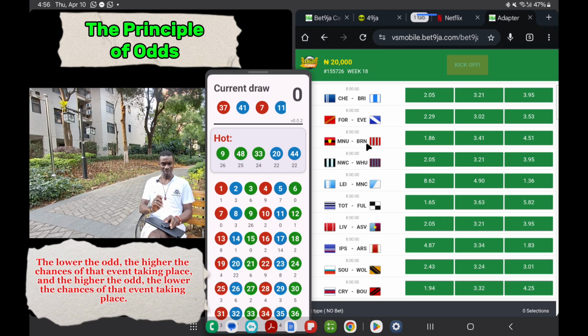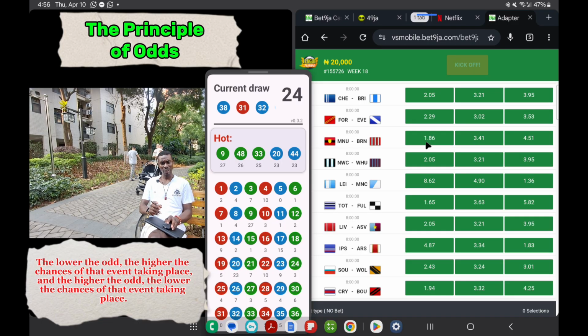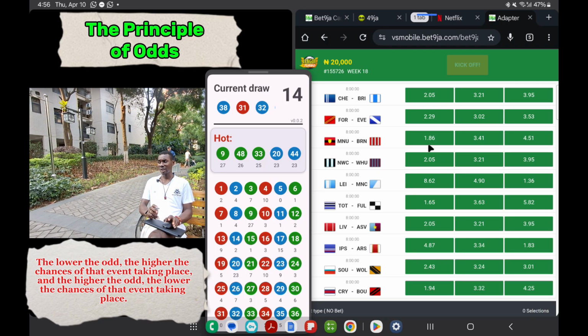Now here's the thing. Let me explain something again. As the principle of odds states, if this odd, because it's small, has higher chances of occurring than this odd you are seeing here, then what challenge is going to be there? Why not just trade on this one? Fine, you can actually decide to trade on this one, which gives you a better advantage of winning. But here is the thing. When you trade on this one, you are going to have a challenge.